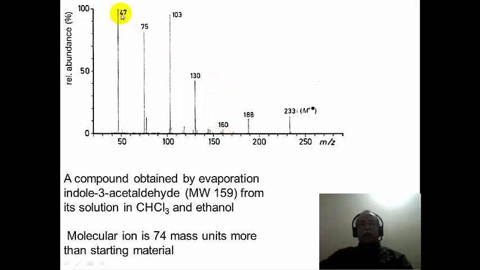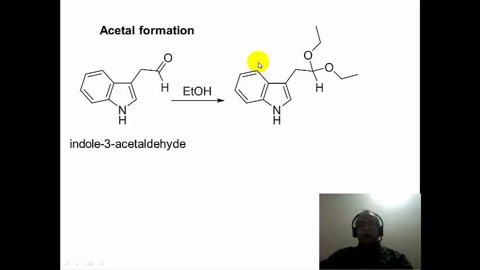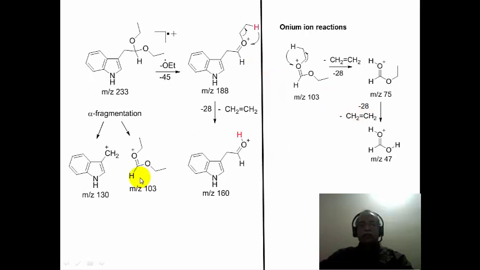Now let us try to identify what the peaks corresponding to 47 and 75 in the fragmentation pattern are. This oxonium ion has two ethyl groups with beta hydrogens, so another fragmentation process can take place, namely the onium ion reaction by the migration of the beta hydrogen onto the oxygen, giving the protonated form of ethyl formate, which has a molecular weight of 75.